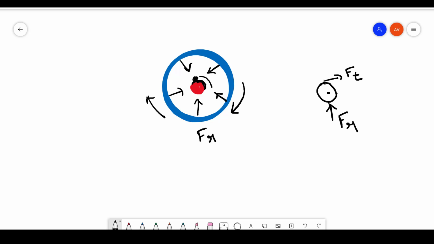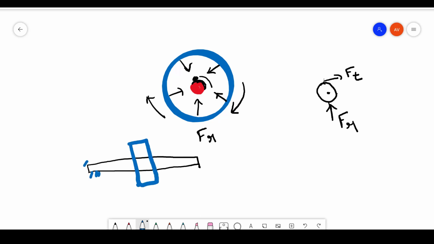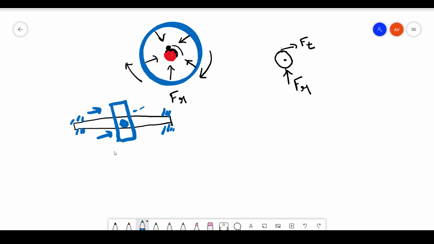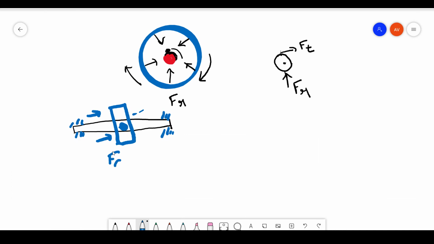Since it is a very highly dynamic system, this is my gear, this is my rod, which is fixed at the end. So it is going to have some axial forces also. Here we do have axial force. How do we have axial force here? If you look at the question, it's a helical gear, right?